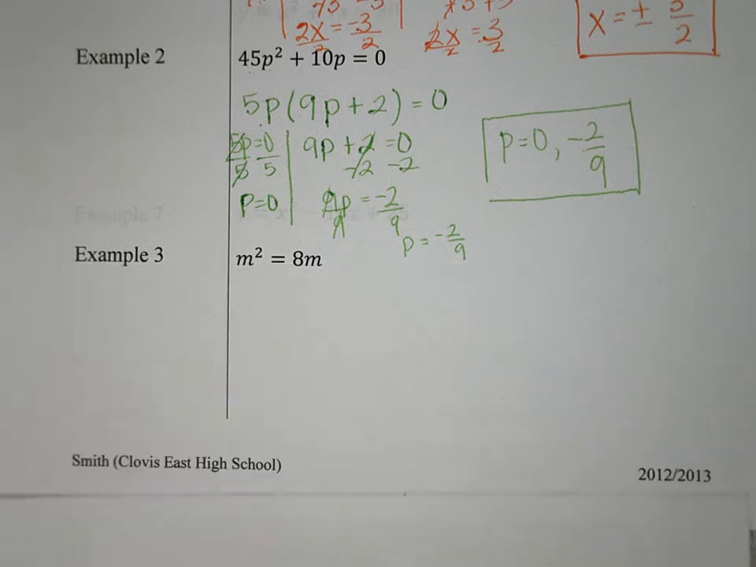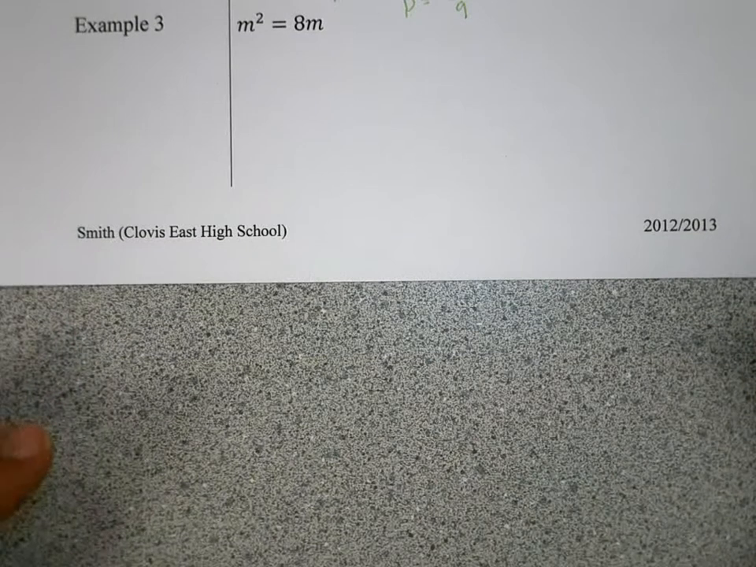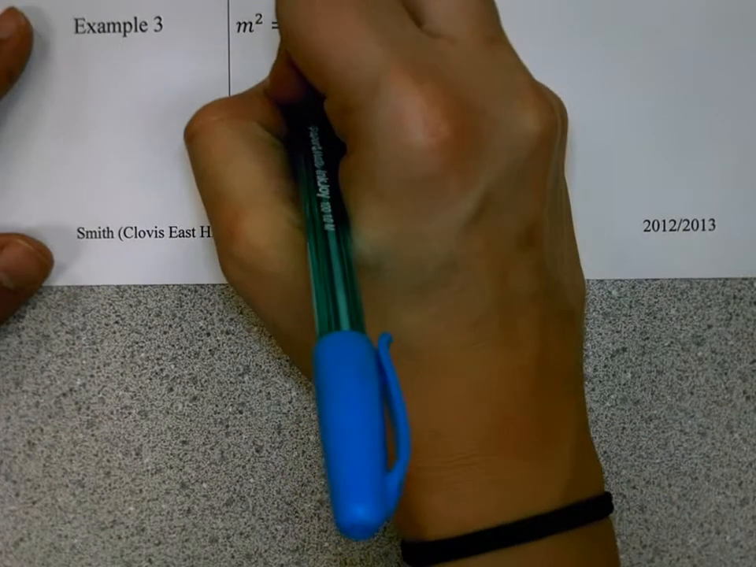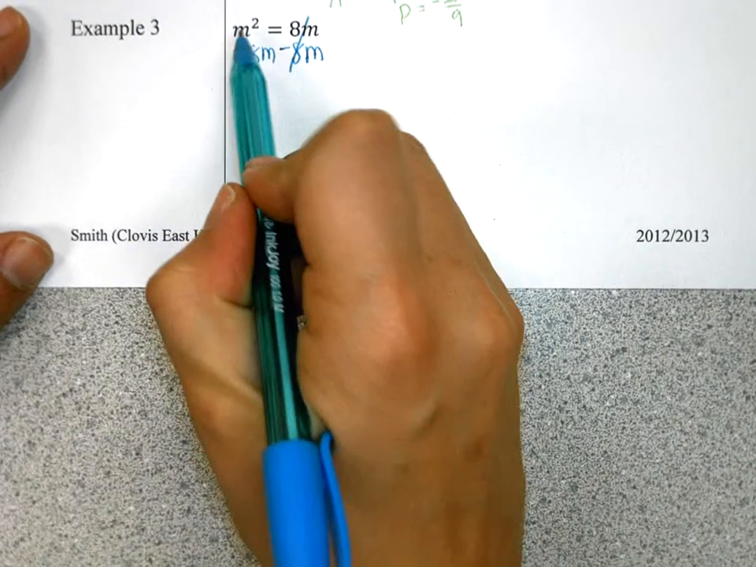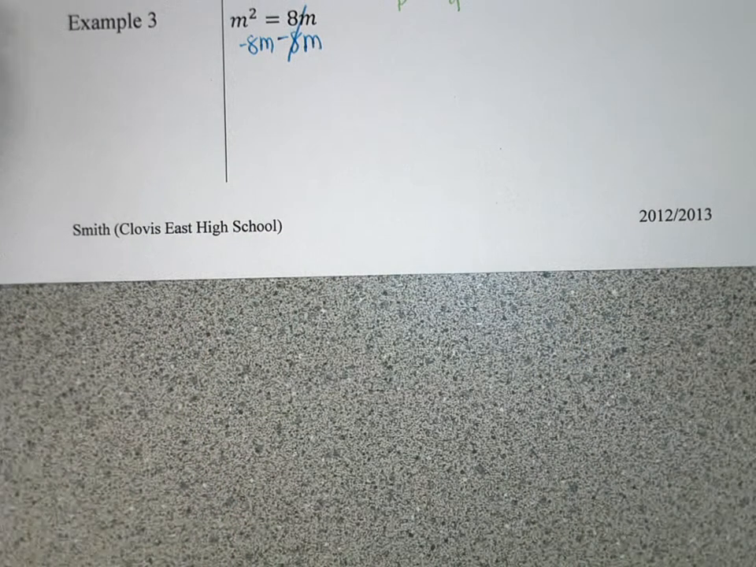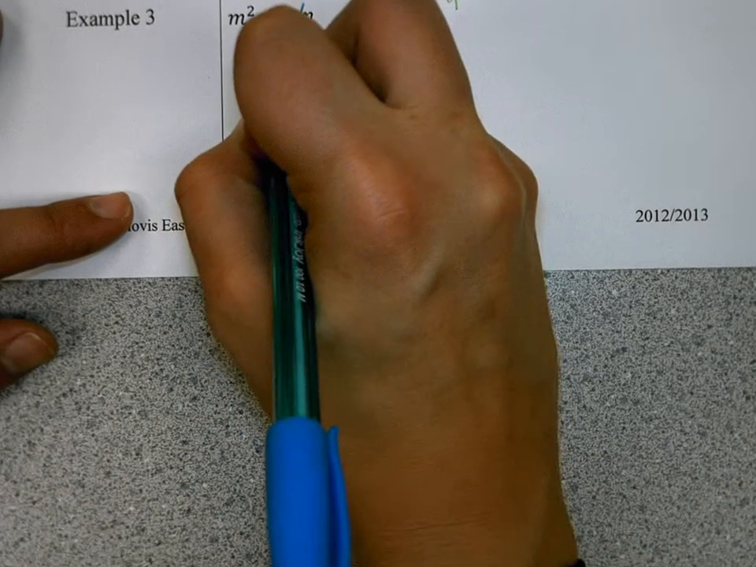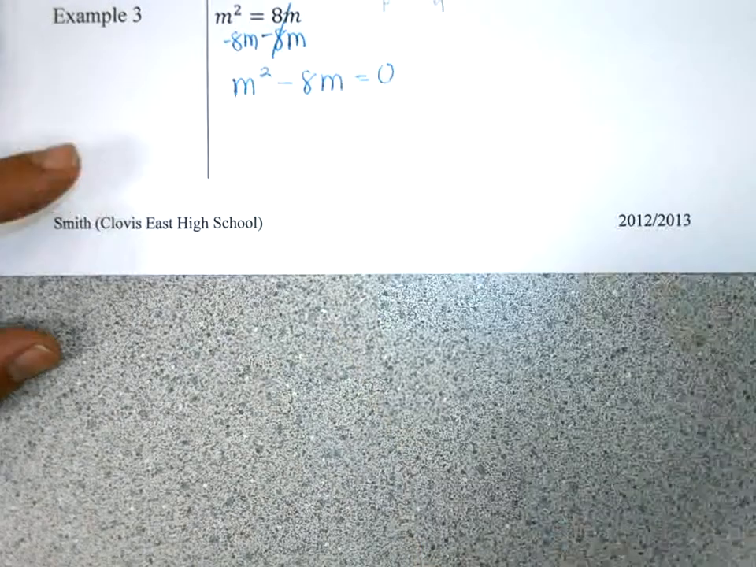Example 3. m squared equals 8m. Now this one is not equal to 0, so we have to get the whole thing equal to 0. So how do I get the whole equation equal to 0? I can subtract 8m from both sides. Now m squared minus 8m, those are not like terms, so I can't combine them. So I have to just rewrite it as m squared minus 8m equals 0.